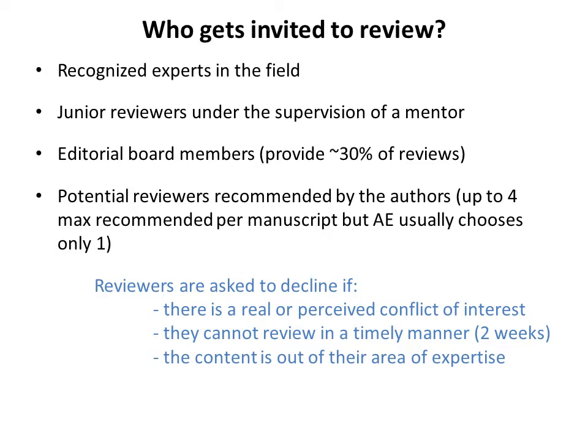Generally, recognized experts in the field are asked to review. Junior reviewers can review if they're under the supervision of a mentor. If a junior reviewer is asked to review by a primary reviewer, then the editor-in-chief needs to be notified. Some journals maintain a list of junior reviewers who are up and coming in a field that they consider exceptionally conscientious in reviewing a paper. Approximately 30% of the reviews are entered by editorial board members who are experts in various fields of each journal. The number of editorial members varies between 50 and 100 depending upon the journal.